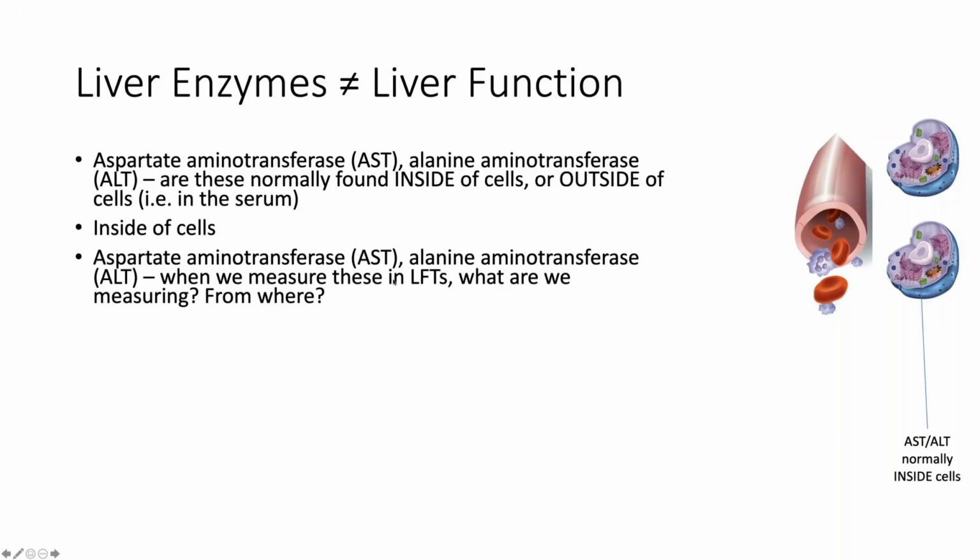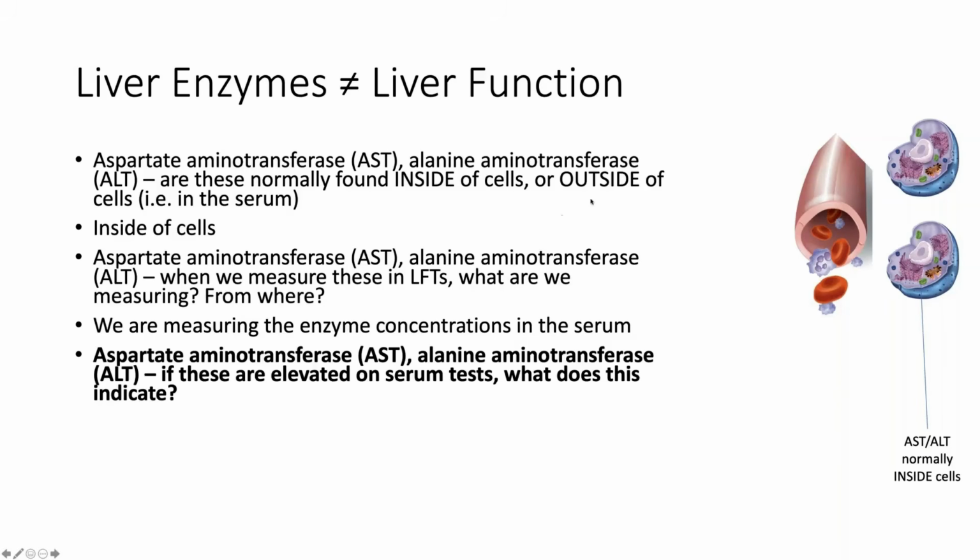So when we measure these LFTs, what are we actually measuring? Like, where are we actually measuring it? In the serum? Yeah, we're actually measuring it from their blood. You do venipuncture, you draw some blood, and then you're looking at it in the blood. But again, these are only supposed to be found inside of cells. So Claudia, so AST and ALT. If these are elevated on a serum test, what does this indicate? Cellular damage? Exactly. So this is one of those things that really confused me when I was a medical student. It was like, oh, we're measuring these enzymes. So I was like, so there's more enzyme activity in the blood? I don't understand. It's actually much more simple than that.